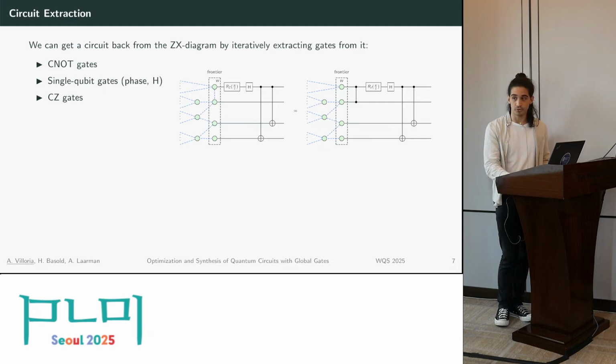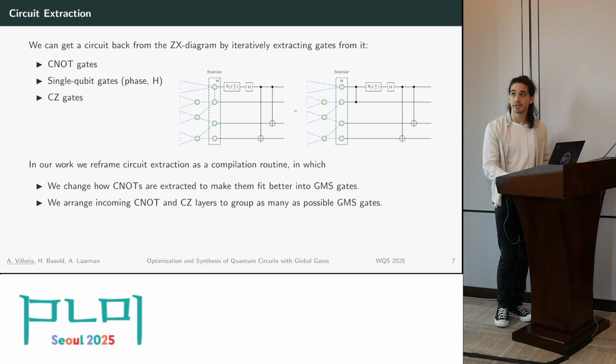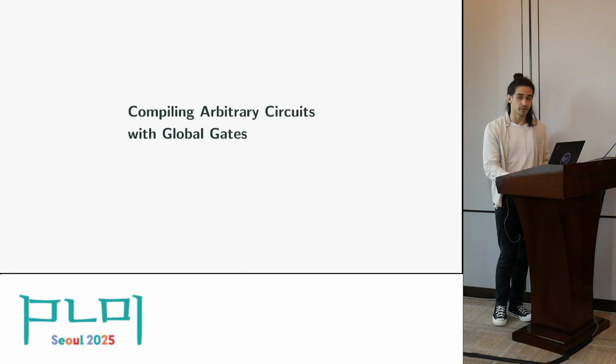Now what we're going to do is modify the circuit extraction algorithm, which is known from the literature, in such a way that the circuit that we extract is going to be more amenable to fit GMS gates. So we're going to take the entangling operations and extract them in such a way and move other gates around in order to compile the circuit with the least amount of GMS gates. So let's see in more detail how we do this.